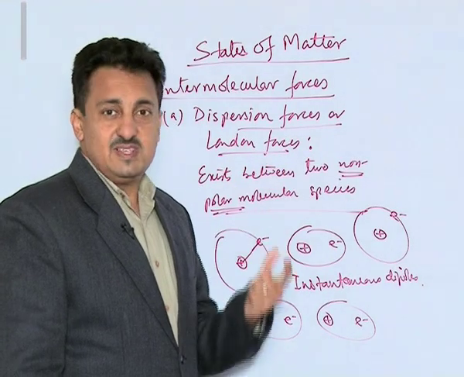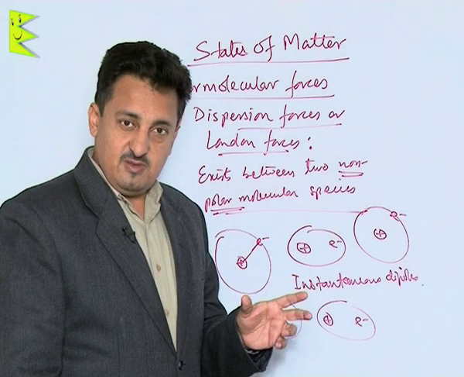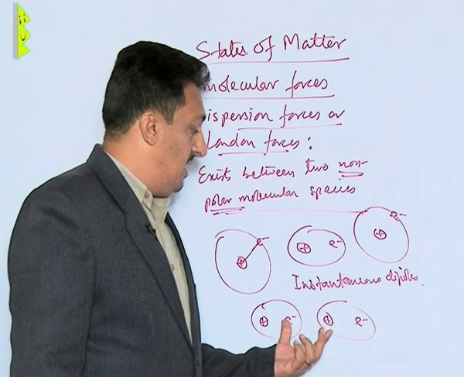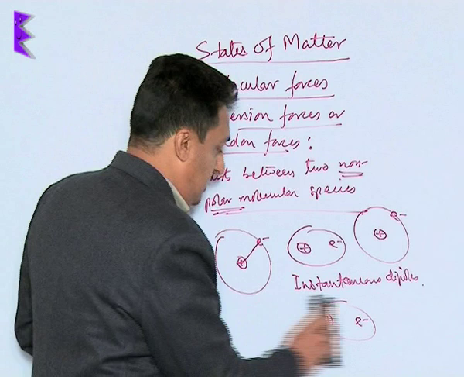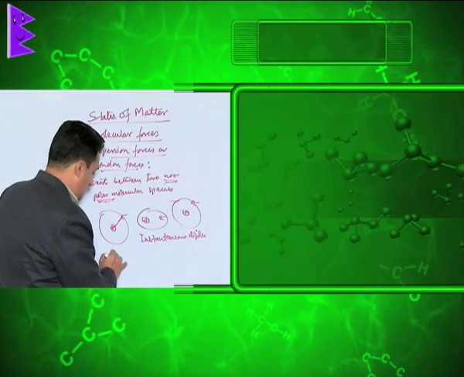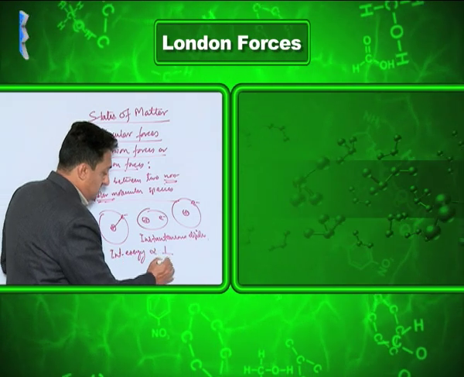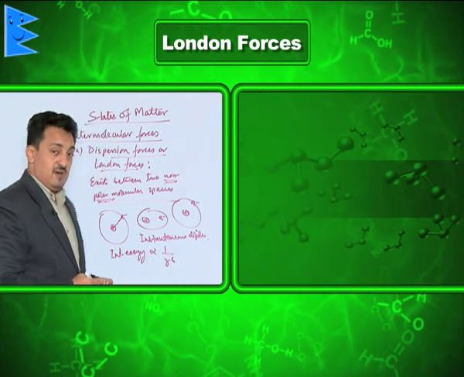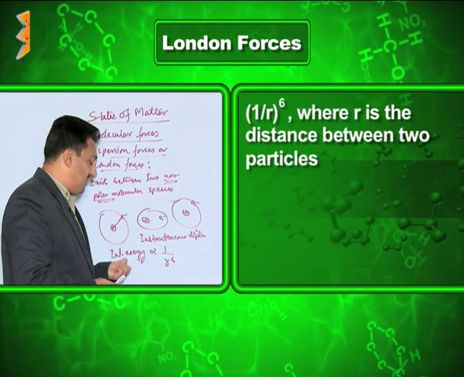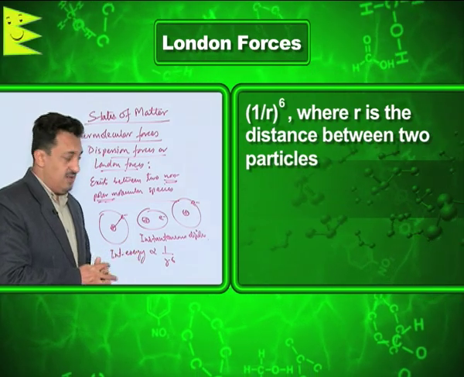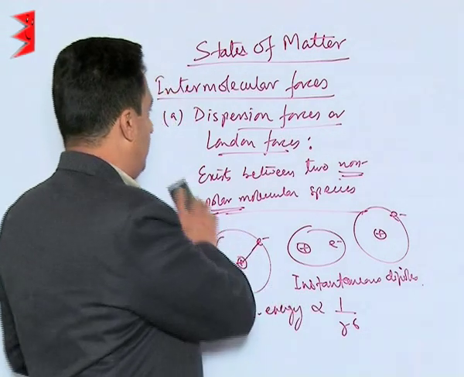Remember, these forces are always attractive, and they become weaker with the increase in the distance between these two temporary dipole molecular species. Their interaction energy is inversely proportional to the sixth power of the distance between the molecular species. So the greater the distance, the lesser the energy, or the lesser the strength of these forces. So that is what we call dispersion forces, the weakest intermolecular forces of attraction.